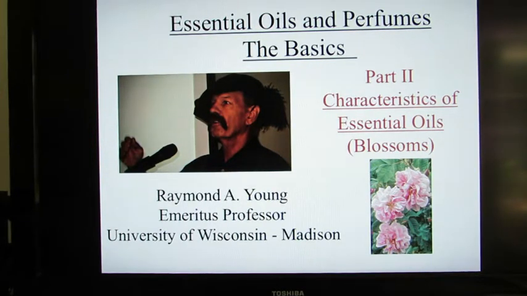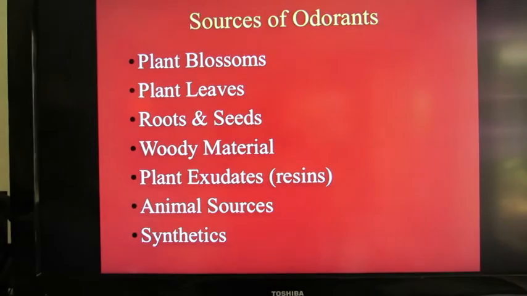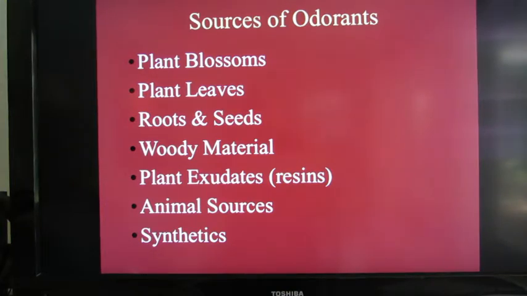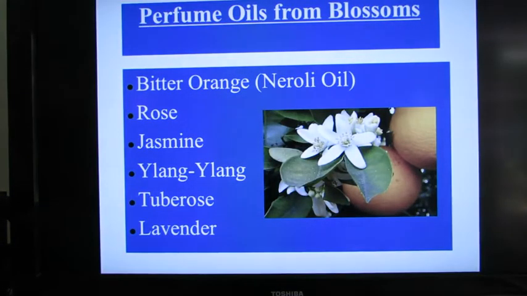And today we will be talking about the characteristics of essential oils from blossoms. In the previous lecture we showed the variety of sources for essential oils: plant blossoms, which we'll talk about today, plant leaves, roots and seeds, woody material, plant exudates such as frankincense and myrrh, animal sources, and synthetics. Perfume oils from blossoms will cover the bitter orange, the neroli oil, which is from the blossom, rose, jasmine, ylang-ylang, tuberose, and lavender.